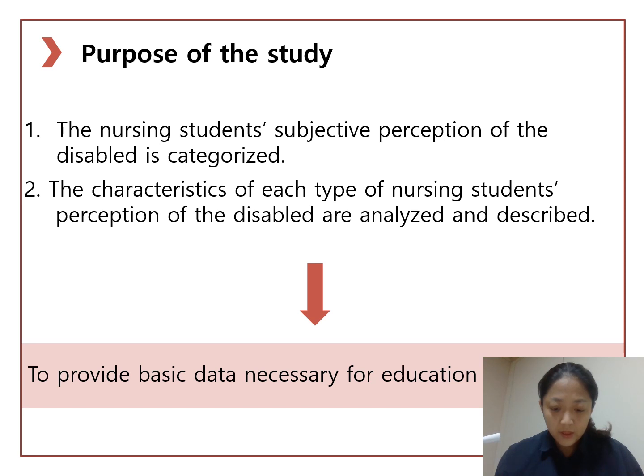The objectives of this study are to provide information about nursing students dealing with patients with disability, and also to provide the basic data for presenting strategies for educating nursing students by examining the type of subjective perception of the disabled and the characteristic of each type, targeting the nursing students with the application of Q methodology. The concrete research objectives are as follows. The nursing students' subjective perception of the disabled is categorized. The characteristic of each type of nursing students' perception of the disabled are analyzed and described.